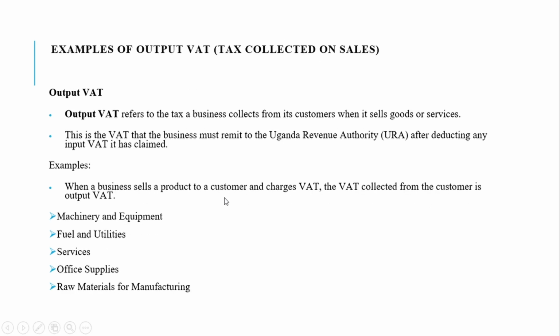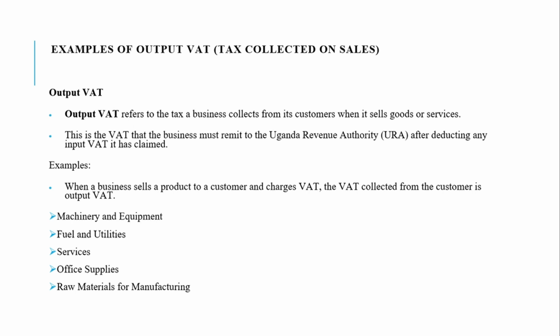So we have output VAT. So output is mainly tax collected on sales. So for input, it is paid by the business. So for output, it is collected by the business. So output VAT refers to the tax the business collects from its customers when it sells goods or services.